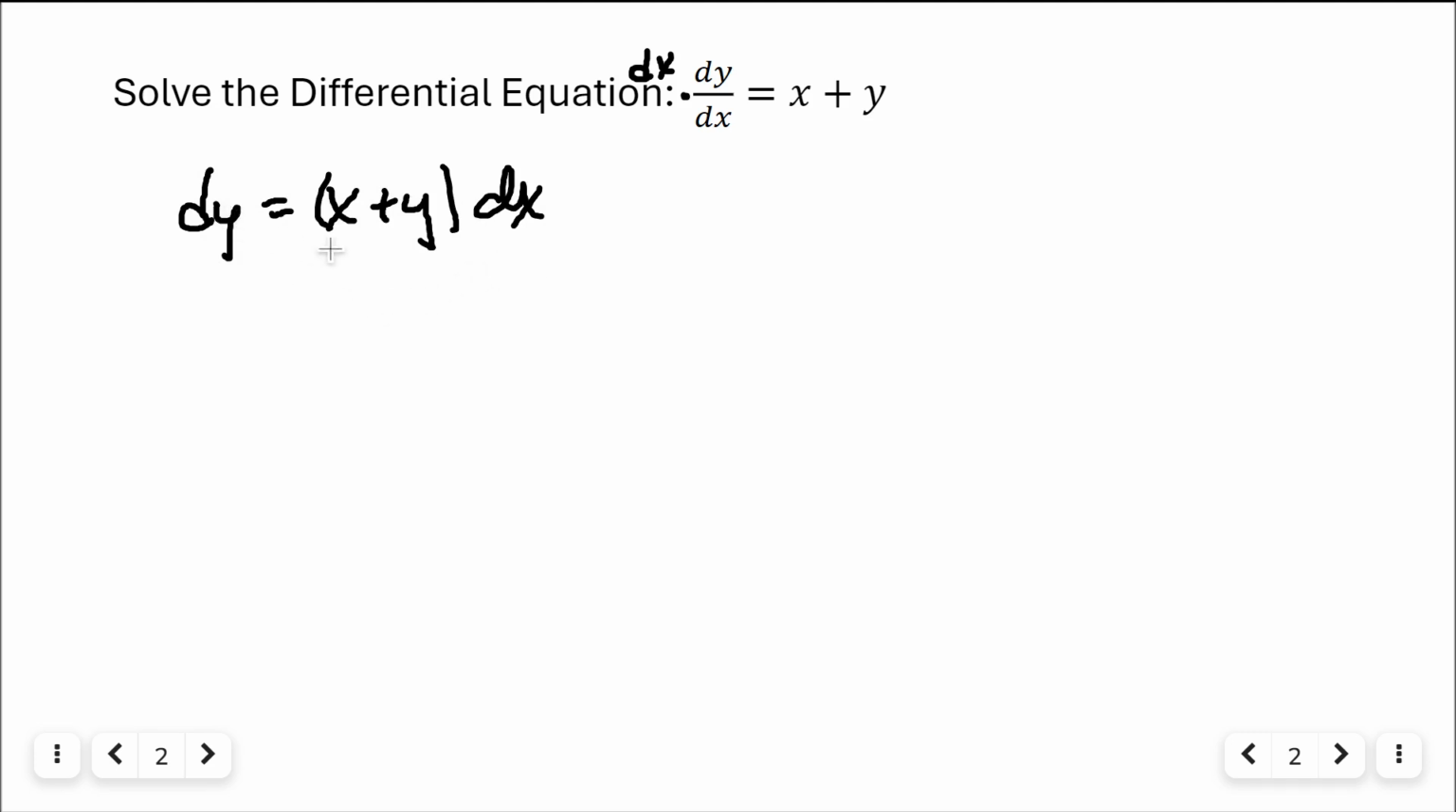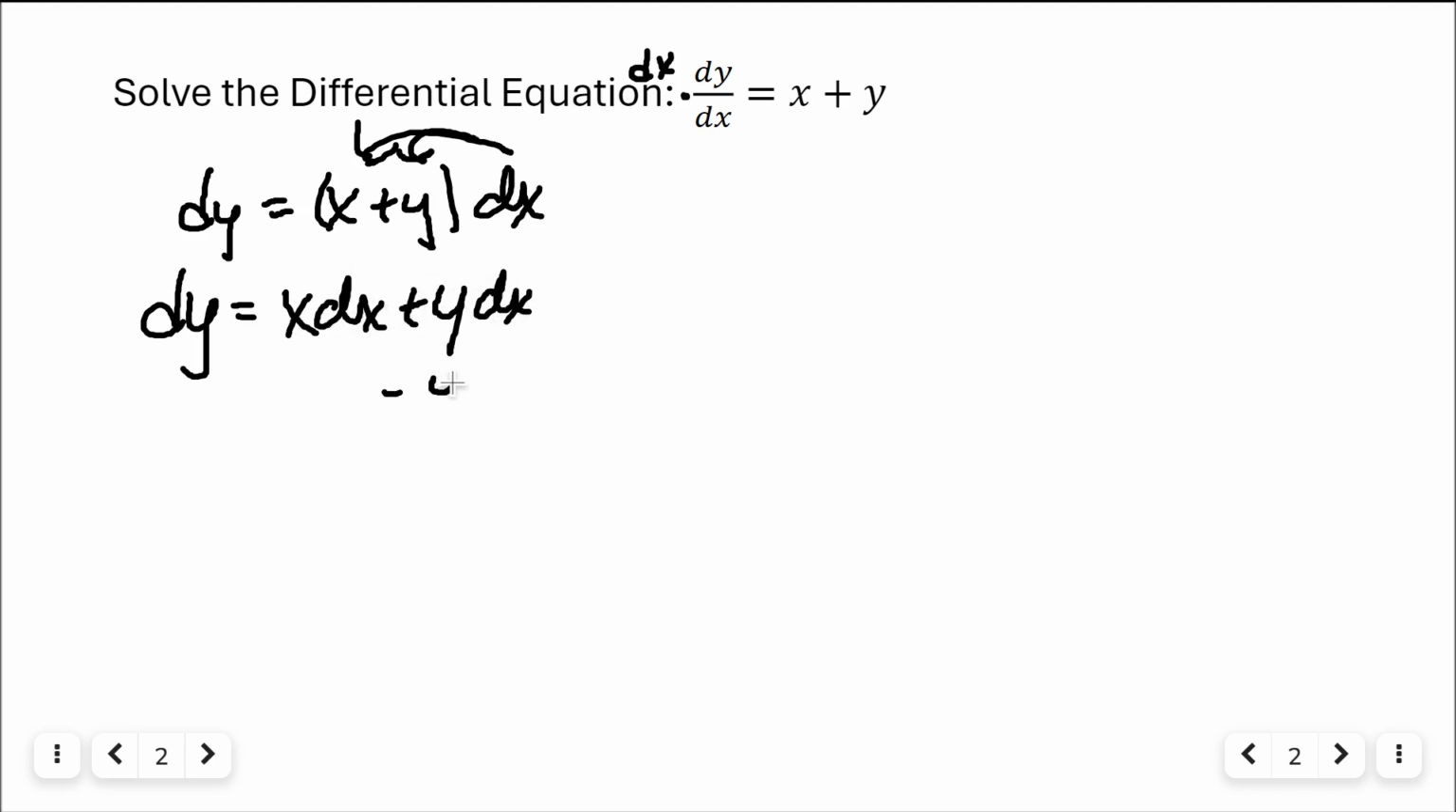Okay, now I've got to move the y over to the other side, right? So I'm going to subtract it, but I can't subtract it yet because it's in parentheses. So I have to distribute this dx first. All right, let me distribute the dx. I have dy equals x dx plus y dx. Okay, I want to subtract y on both sides. Move that over. But wait, hold on. I can't subtract y because there's a dx stuck next to it. I'd have to subtract y dx. So that's a problem, right? If I move y dx over, then I'll have dy and dx on the left-hand side. That's no good. That's not going to work.